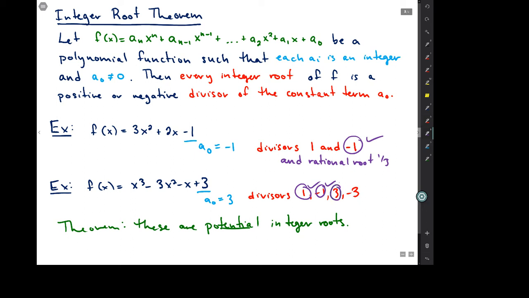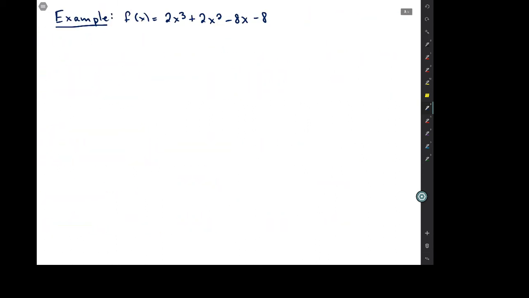The roots were 1, minus 1, and 3. Negative 3 was not a root. Okay, so let's look at one more example. How would we actually use this theorem to find the roots of a polynomial? This will help us factor. Maybe if we want to find the roots, this just answers how do we find the roots of these things in general.